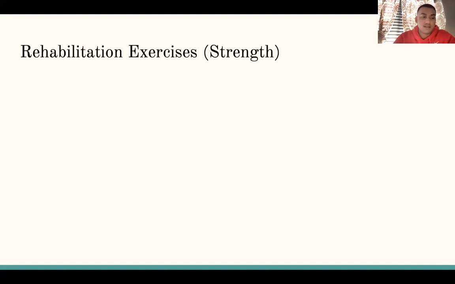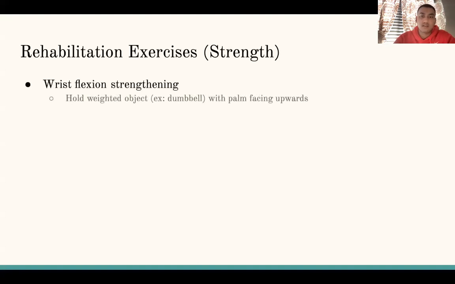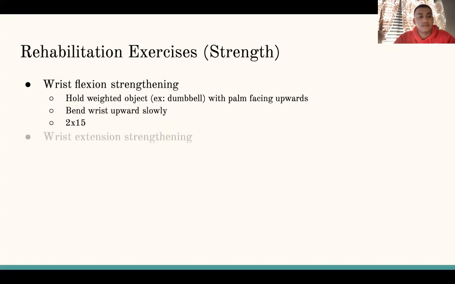Now for strength exercises, it's going to be fairly similar. Starting off with the first 2. For wrist flexion strengthening, you'll hold a weighted object such as a dumbbell and you do the exact same thing, but rather than holding it for 5 seconds, just a 1 second pause at the top will be fine. So hold a weighted object such as a dumbbell, the palm facing upwards, bend the wrist upward slowly, repeat for 2 sets of 15.